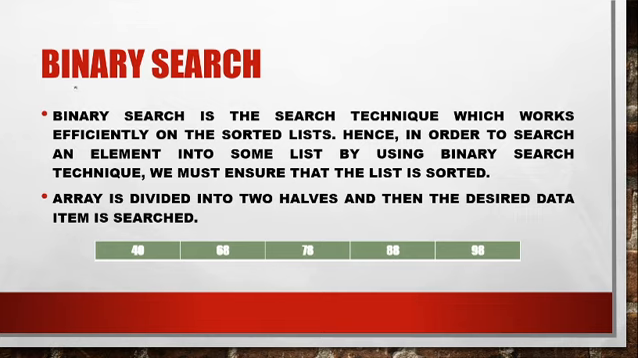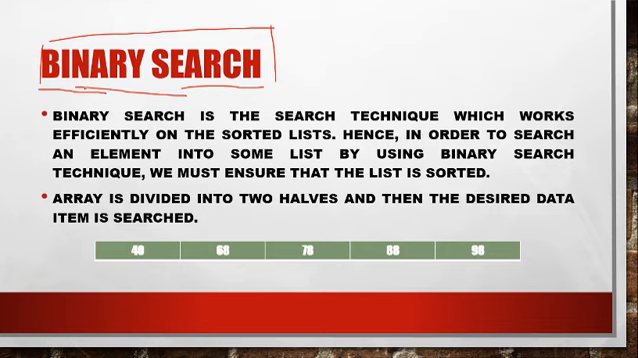Next topic is binary search. This is very important. First you understand how binary search works. In linear search, we understood that it starts comparing values from the 0 index till the last index. But here, binary search divides the array list in two halves.